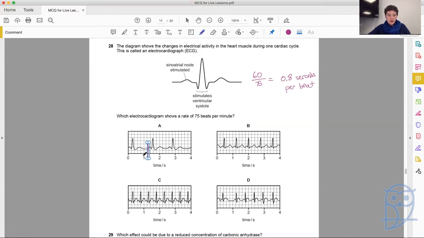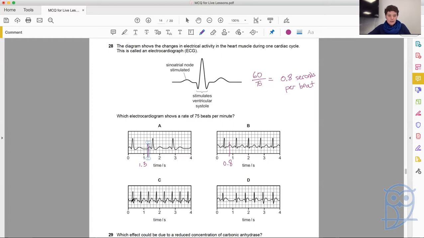1, 2, 3, 4, 5 makes 1, so 0.2s. So this one is about 1.3. It's not the right answer. This one, from little bump to little bump, this one's 0.8. Suggests that B is the answer, but let's confirm against the other two.